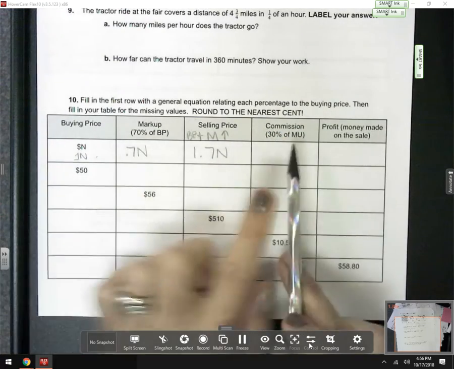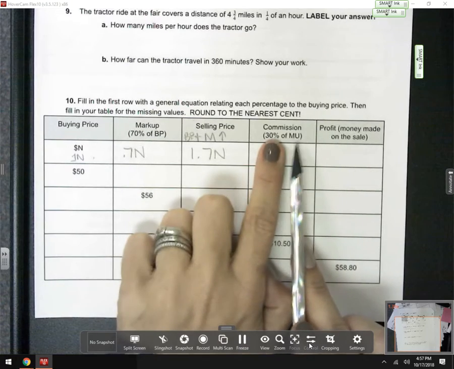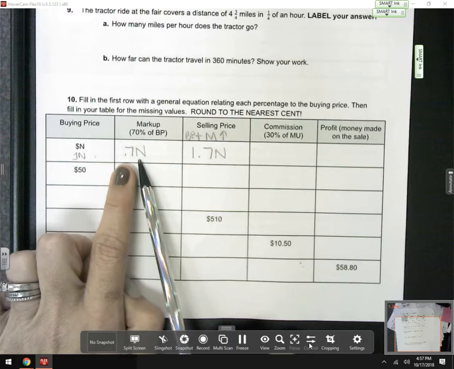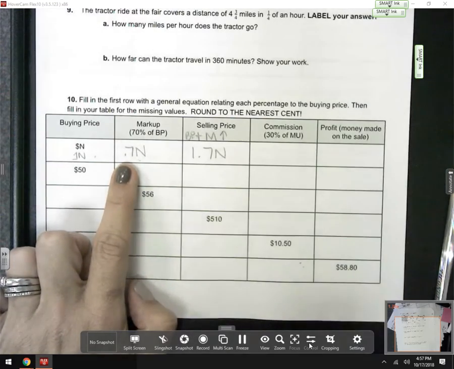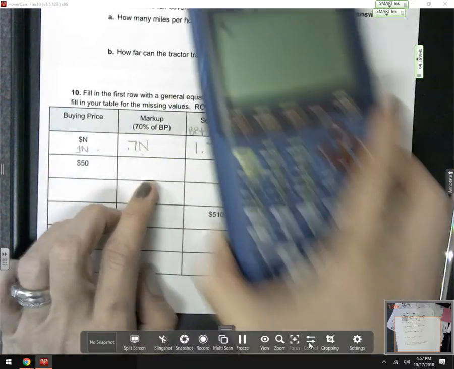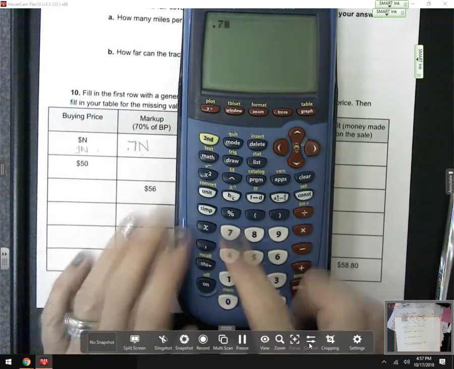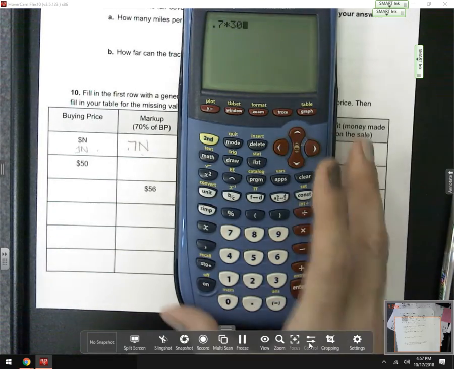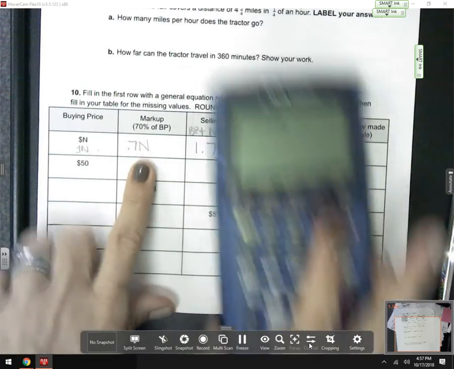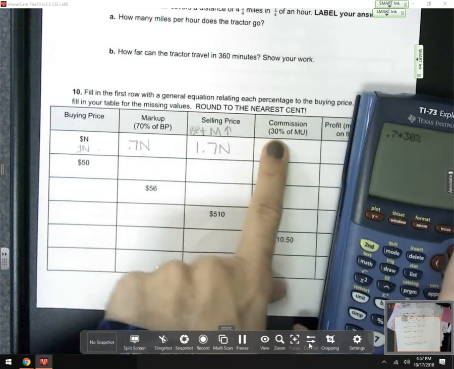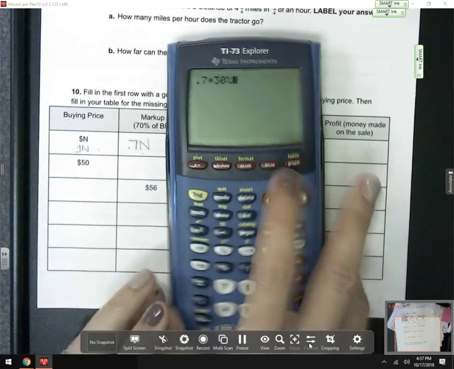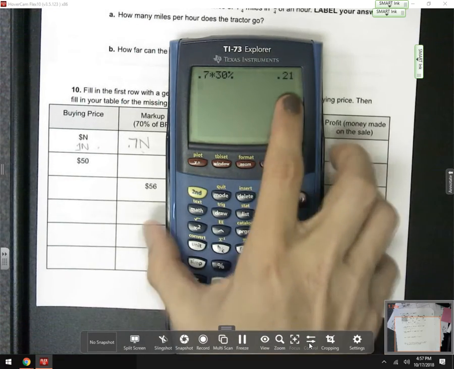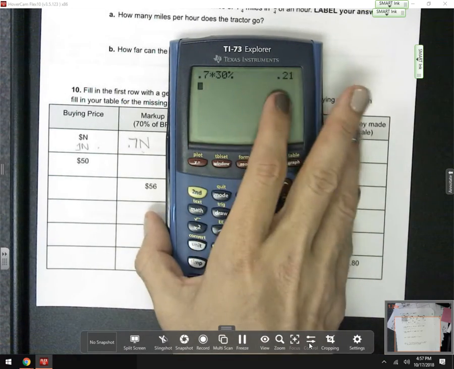Okay, now commission is going to be 30% of our markup. So our markup is 0.7. We need to find out what is 30% of 7/10 of 0.7. So we're going to put in 0.7 times 30%. So I'm putting in whatever my markup was times whatever percent my commission is. So 0.7 times 30% gives me 0.21. So this means that 30% of 0.7 is 0.21.